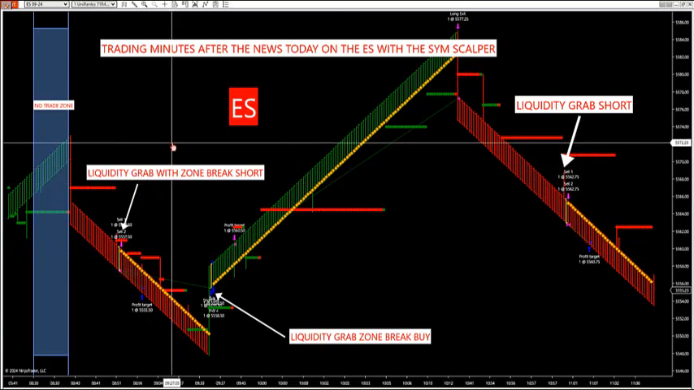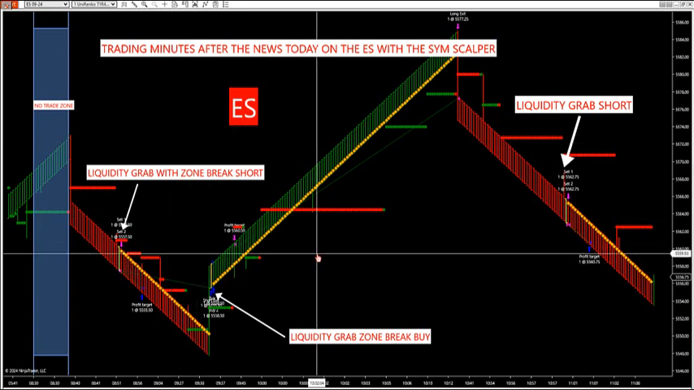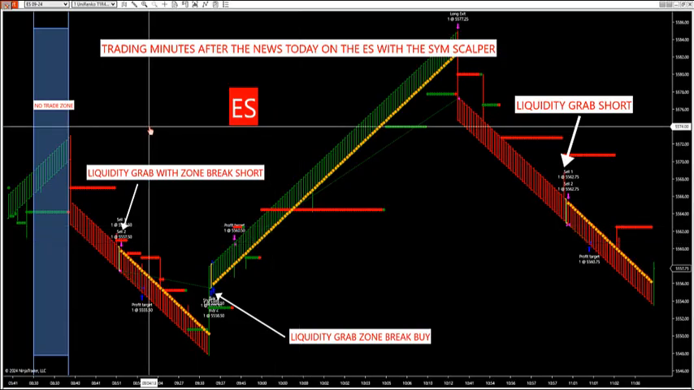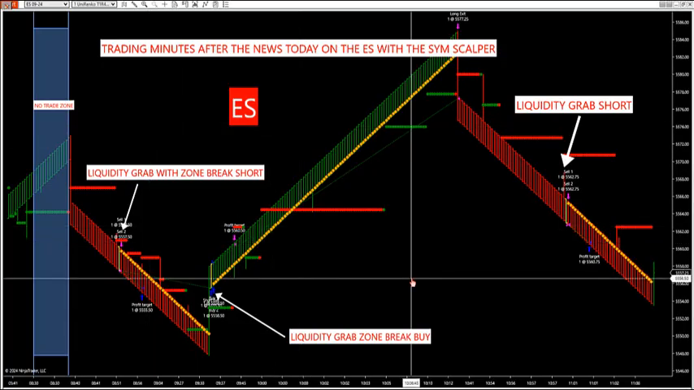We have this SIM scalper. The SIM scalper can be used as a standalone indicator, or it can be used as an automated strategy. This is the automated strategy on these markets I'm going to show you this morning. We can use it two ways. We use it as an indicator to look for setups, or we can use it as an automated strategy to fire in these trades with our stops, targets, etc.